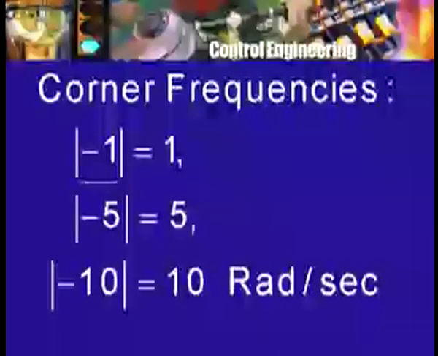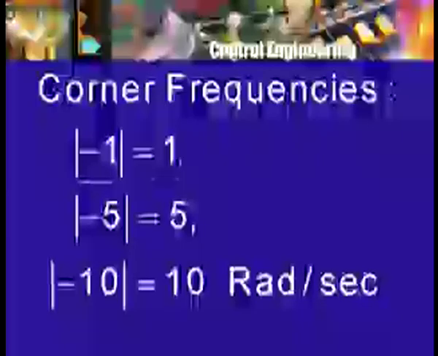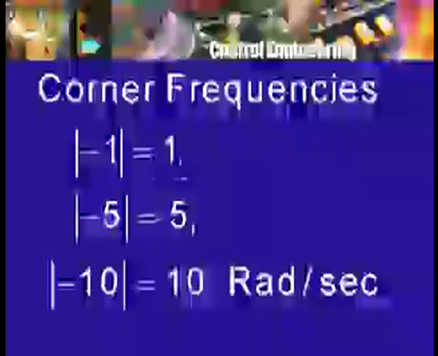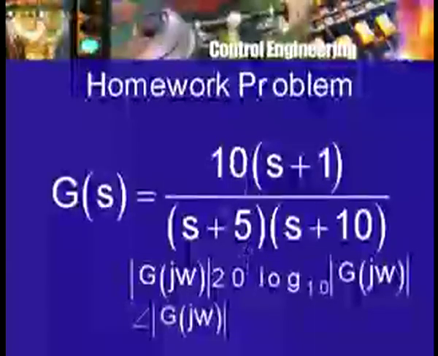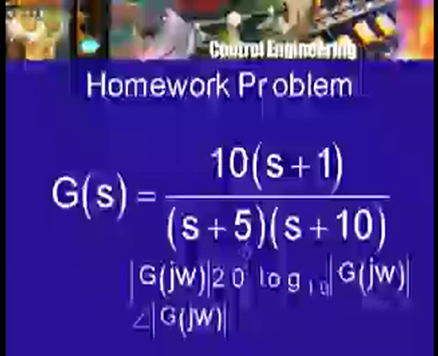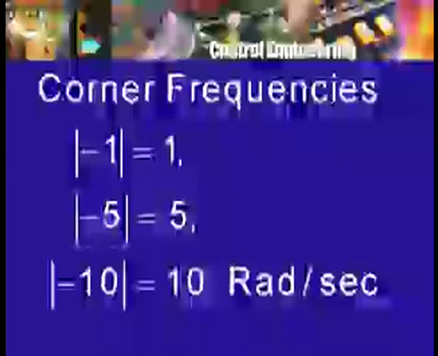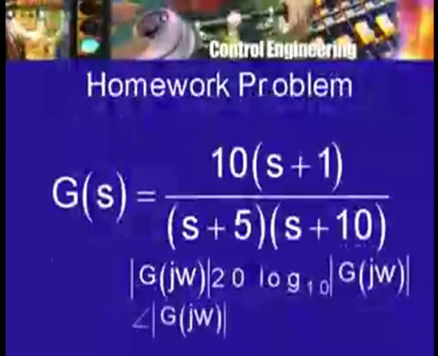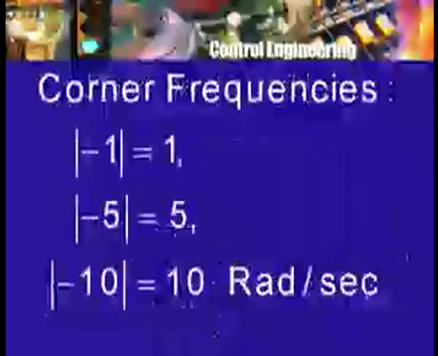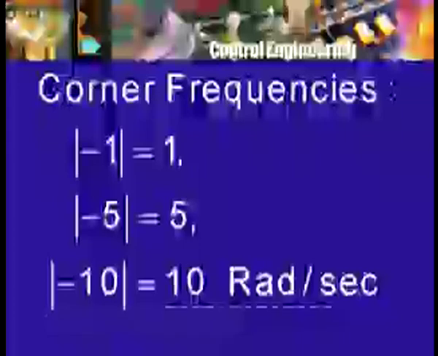So the absolute value of -1 is 1 radian per second, so there will be a corner frequency at 1 radian per second. There is a pole at -5. If I just looked at the plot corresponding to this factor, I would have a plot which would have a corner at 5 radians per second, and the third one corresponds to -10, and so it will have a corner at 10 radians per second.